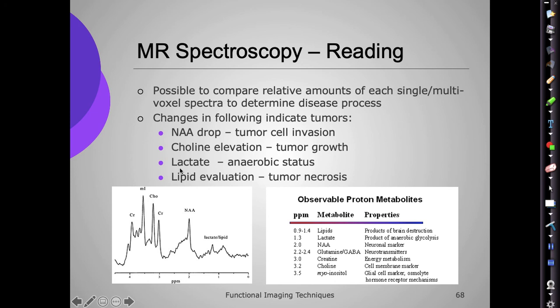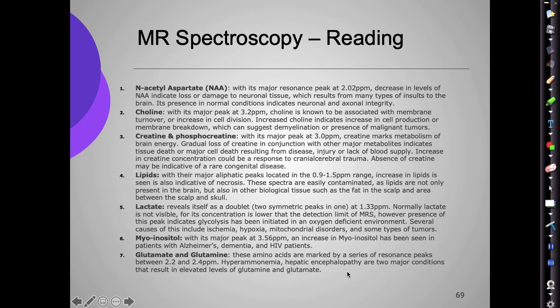If we have any changes of lactate, that's an indicator of anaerobic status. And if we have an increase of lipid, that's an indicator that the tumor is necrosing, which is good. So here's just a little chart of what some of these metabolites mean and what helps the radiologist make those diagnoses. And then I provided a chart or a list of these metabolites to go into a little bit more detail about describing what they are and what kind of indicator it is if one of these metabolites increases or decreases. So I'll let you guys read these on your own.